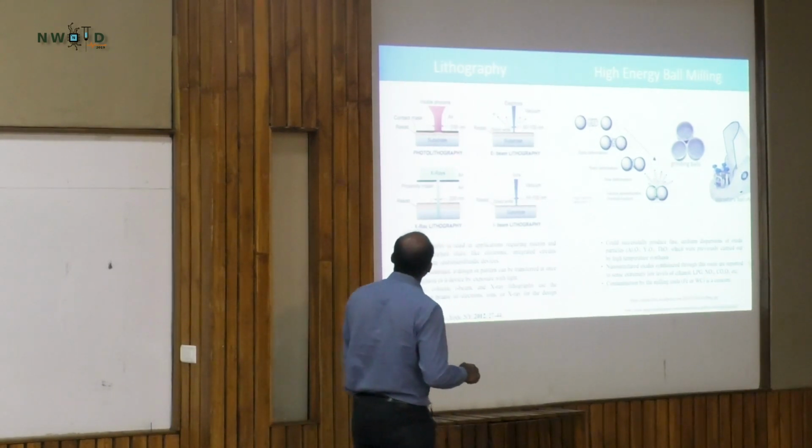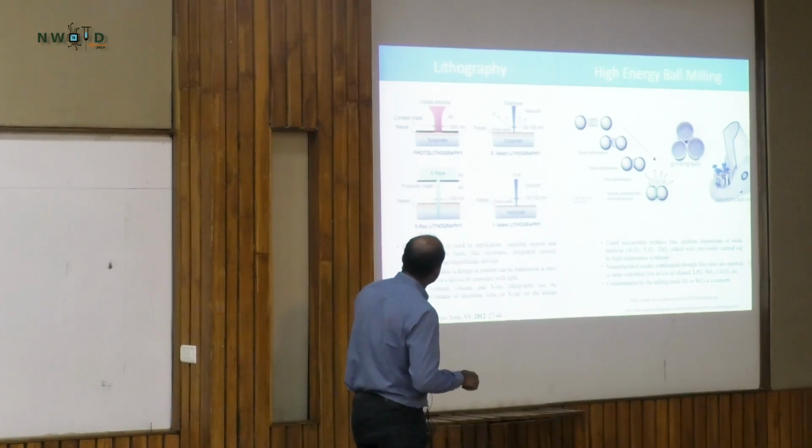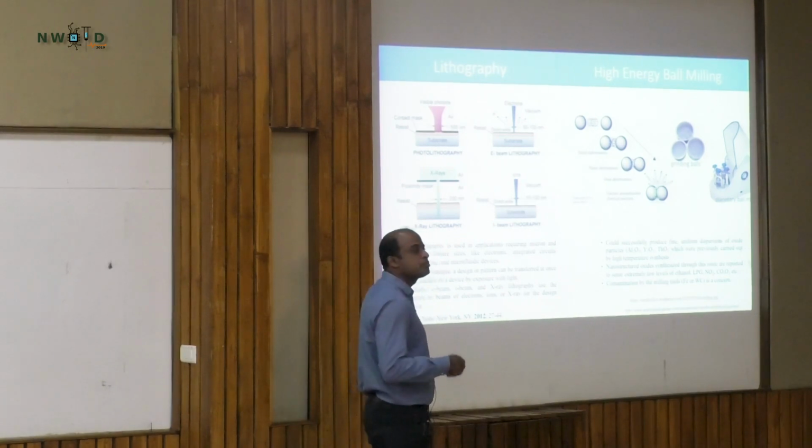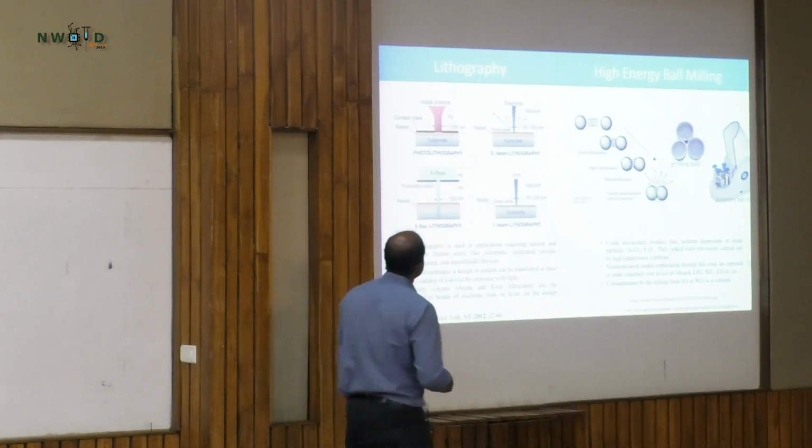So there are different types. Either use photo sources or electron beam or X-ray lithography or ion beam lithography, depends on the source actually. You just ionize it and then get the deposition of that.